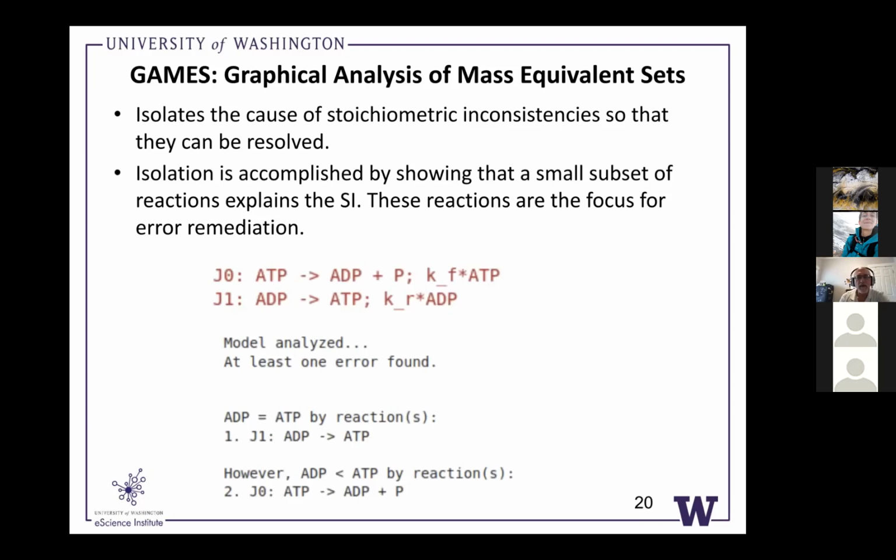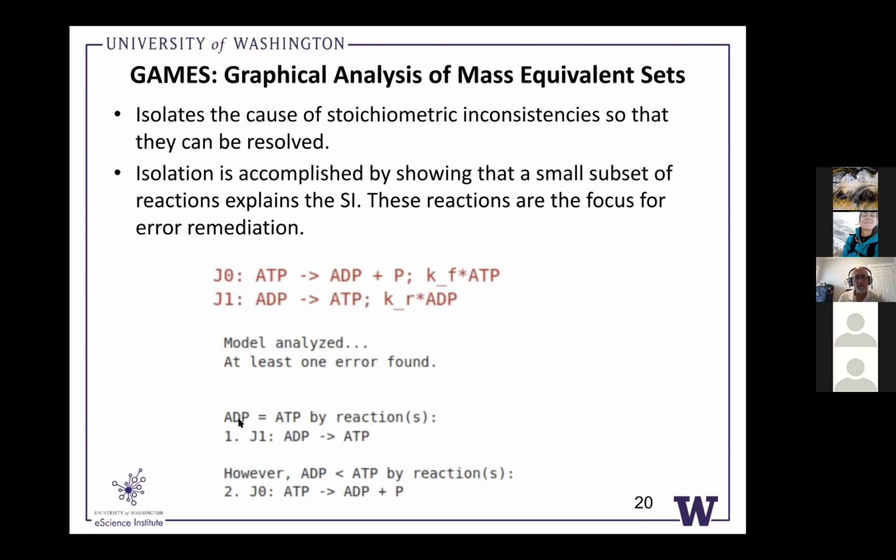If we go back, here's the kind of analysis that gets done with this GAMES piece of work. Woo-Sub Shin is the primary originator of this. It's really his intellectual efforts that created this algorithm. What GAMES allows you to do is, if you present it with this reaction network, it would give you essentially a proof of why it is that this is inconsistent.